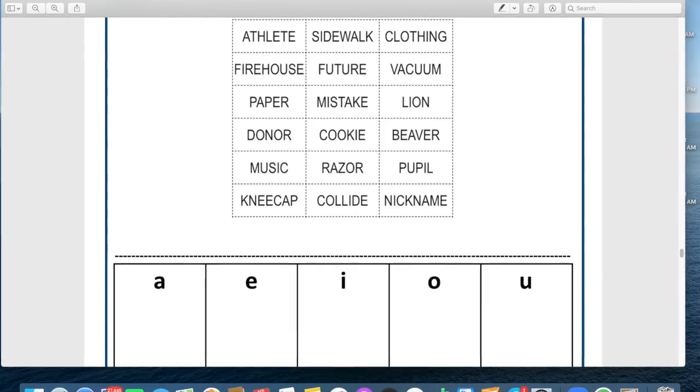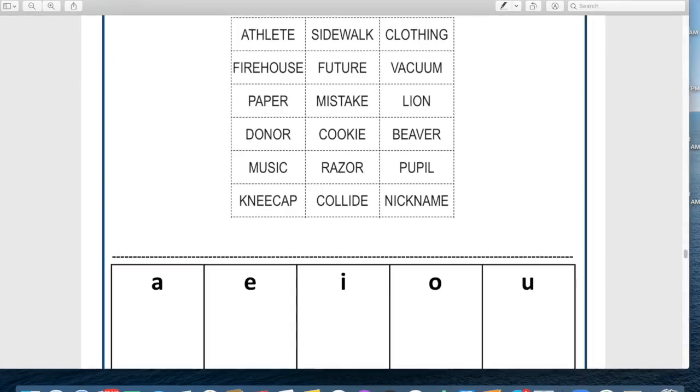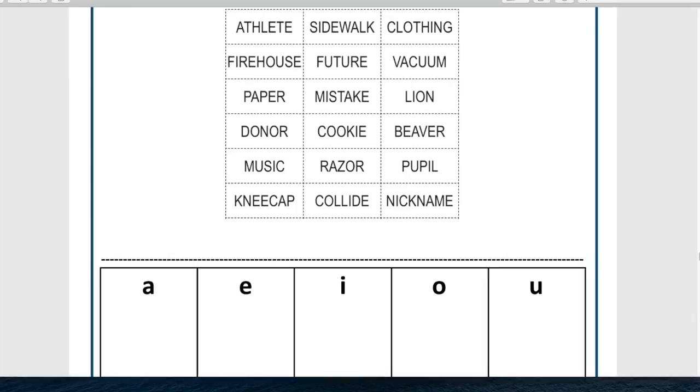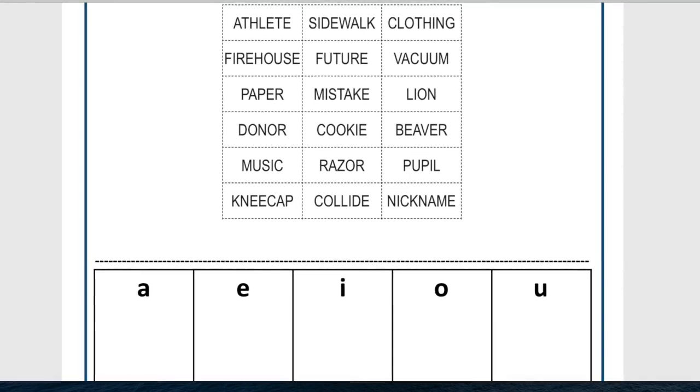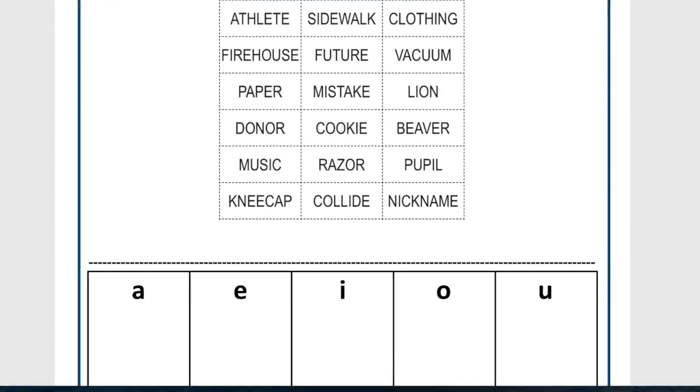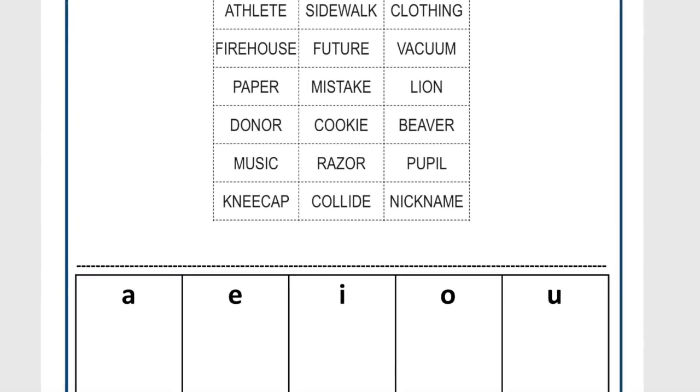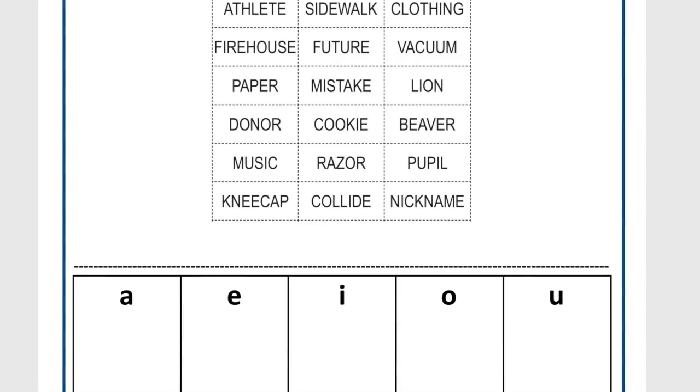So you have an artistic choice here. If you have the materials, you could cut out those word cards and glue them in the columns to match the letters, or you could just rewrite the words. That's your choice. However you want to do it is great. If you want to send me a picture when you're done, I'd love to see it.